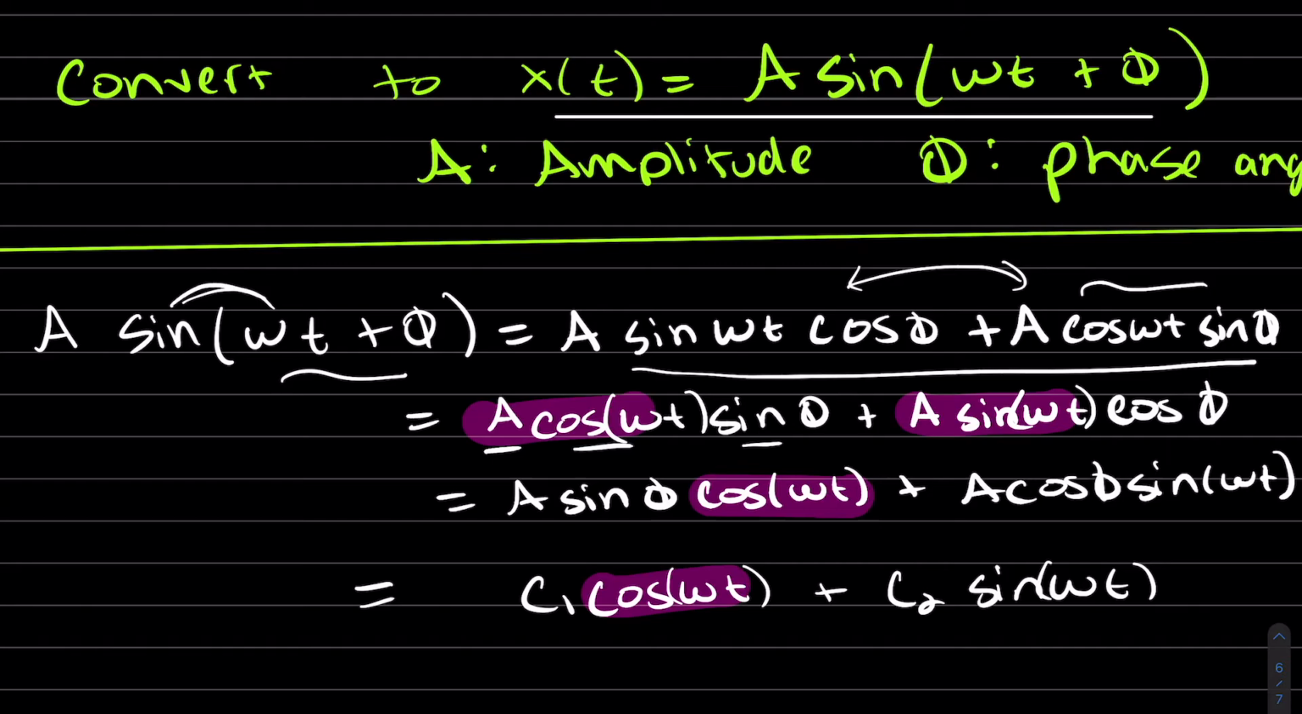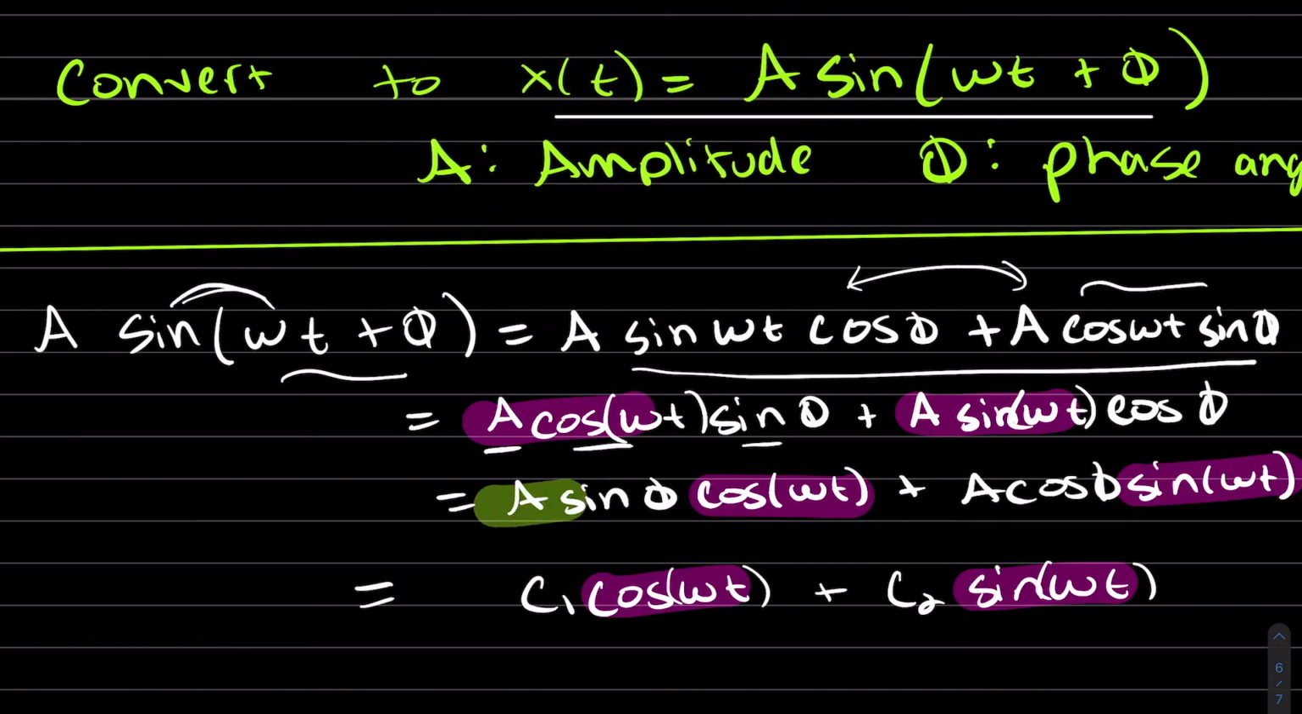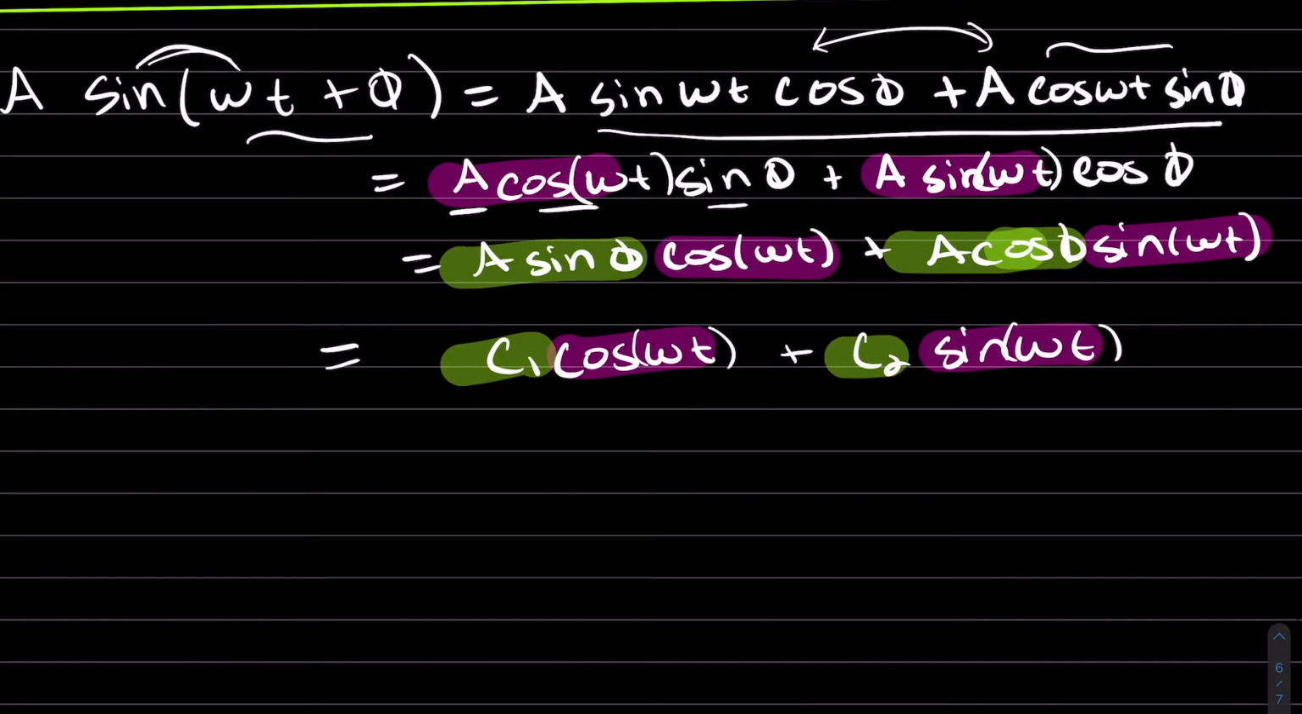This is this, which means, whoops, I went a little far on that one. Which means, let's do it in green. This is this is this. So we just found two equations that we can write out. So my C1 is A sine of phi, and my C2 is A cosine of phi.